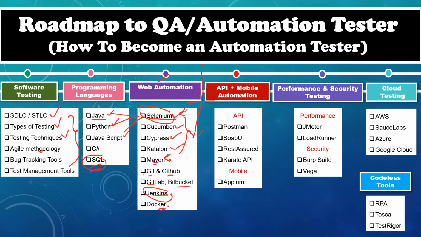But apart from that, nowadays the market is also expecting some more skills. Web automation is only for one side, like front-end application testing. But if you know back-end testing also, there will be very good demand in the market. So along with web automation, if you know back-end testing like API testing, your profile will be much stronger, and the company will give you more preference. So till here, you are eligible for an automation tester interview.